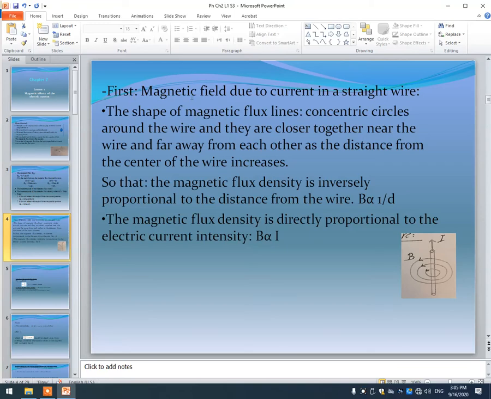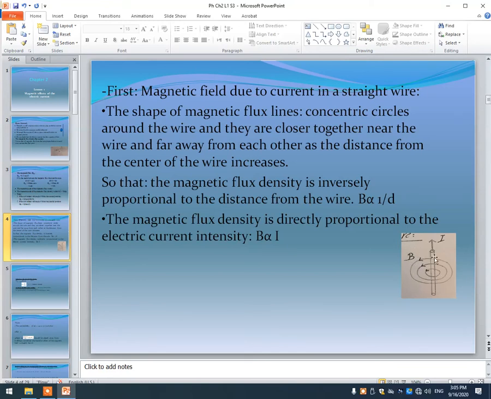Now let us move to study one of the most important parts of physics here, which is the magnetic field due to passing current in a straight wire. As you see in the figure in front of you, the current passes through a wire. This wire is located in a vertical plane. Here, this is the shape of the magnetic flux lines produced from the passing of this current. This is called B, the magnetic flux density.